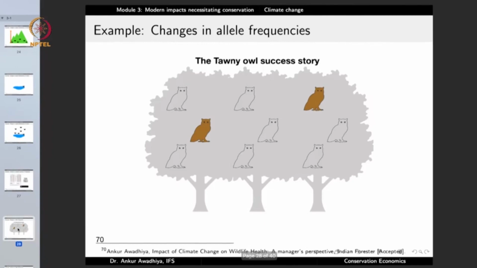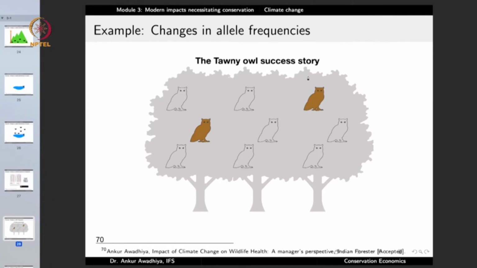And we are seeing changes in the allele frequencies at the genetic level. A very good example here is the story of the tawny owl. Now, tawny owl is a species of bird. It's an owl that is found in Europe. This bird is available in two colors. There is a lighter version which is grayish in color, and there is a darker version which is brownish in color.